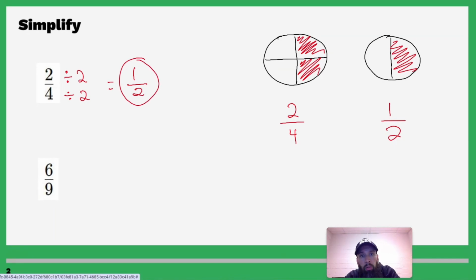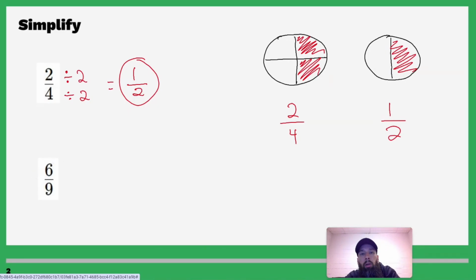You look at your numbers and you ask yourself, is there any number I can divide from both of those numbers? And if so, do it. And if you can't, then you're done. Like right now, I can't divide any number by both 1 and 2. We're done. That's it.